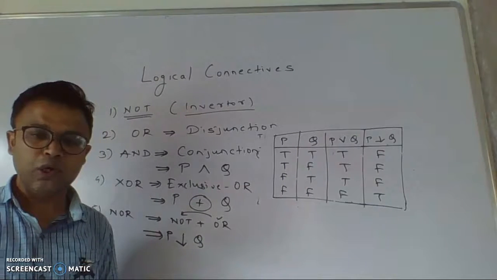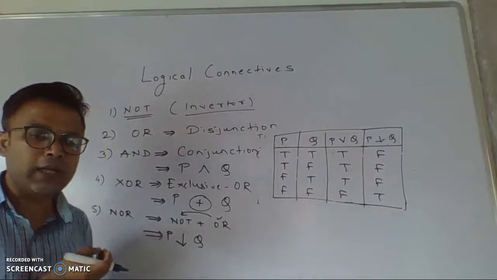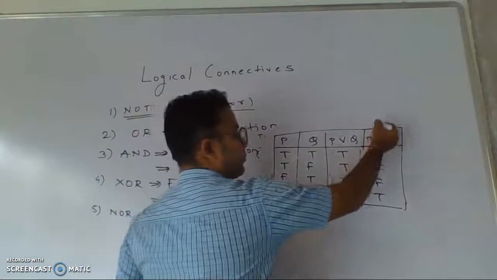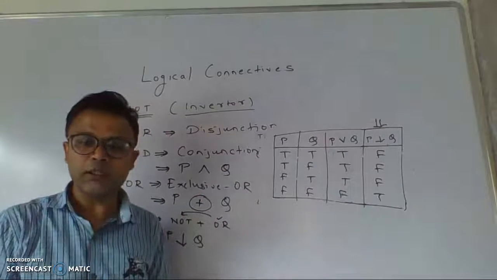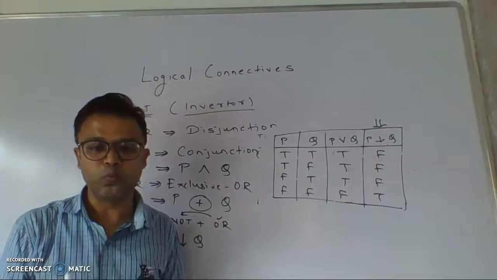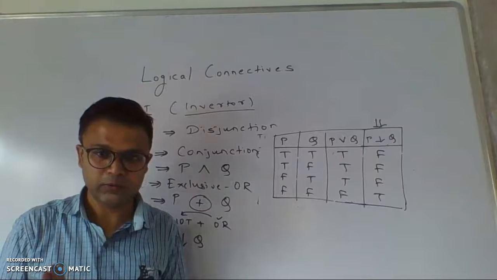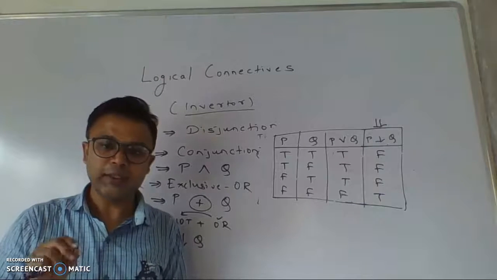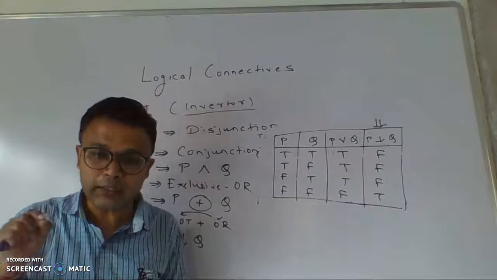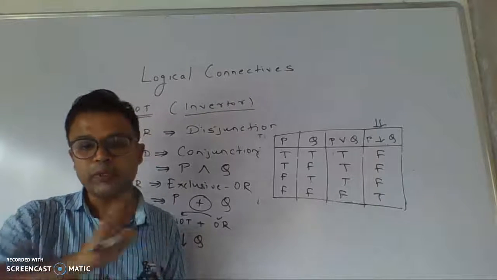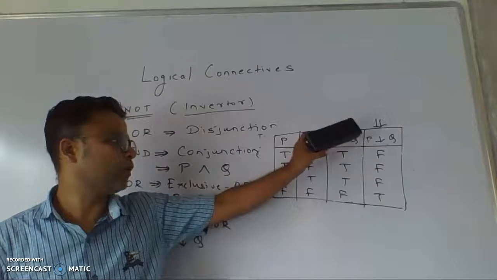So what can we conclude from this? We can conclude that if both the statements are false, then only their NOR is true. Otherwise, their NOR is false. Got it? If both the statements are false, in that case only it is true. Otherwise, it is false. That's it. This is about your NOR.